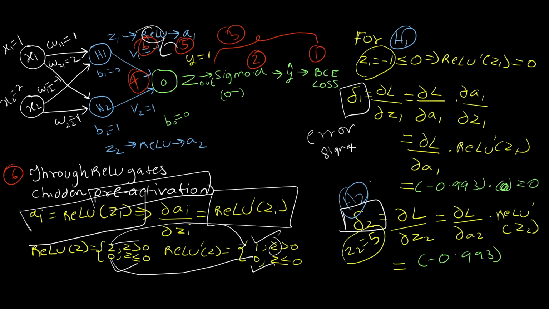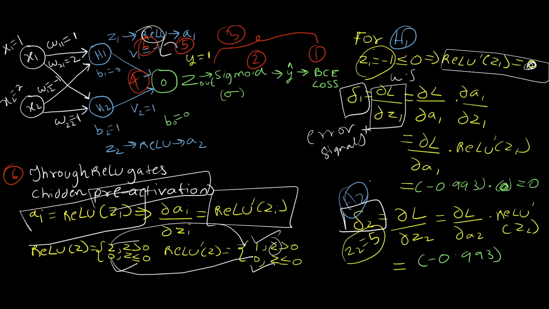So for H1, the Z1 value which we calculated during the forward pass, which is the weighted sum, was minus 1, which is less than 0. So the derivative of ReLU would be 0. This value we're going to use later in the equation. So here the error signal, which is nothing but the partial derivative of the gradient of the loss function with respect to the Z1 for neuron 1.